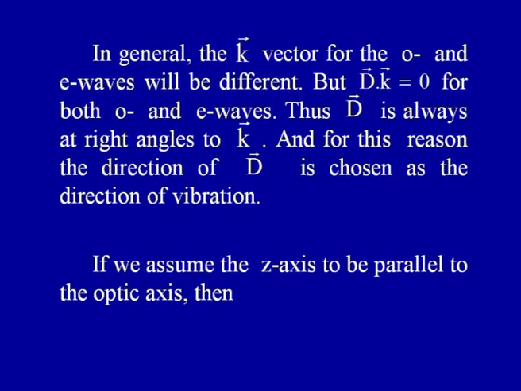Here k denotes the propagation vector and represents the direction normal to the phase fronts. In general, the k vector for the O and the E waves will be different, but D dot k is 0 for both O and the E rays. This means the electric displacement D is always perpendicular to the k vector, and for this reason the direction of D is chosen as the direction of vibration.